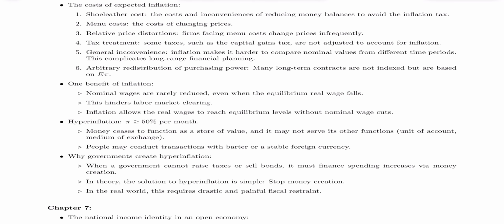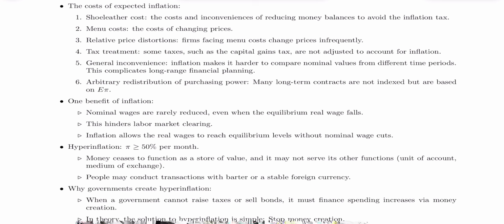Hyperinflation is when inflation exceeds 50% per month. It usually happens when government prints money to cover deficits. To stop money creation, the fix is simple in theory, but difficult in practice due to the need for strong fiscal discipline.